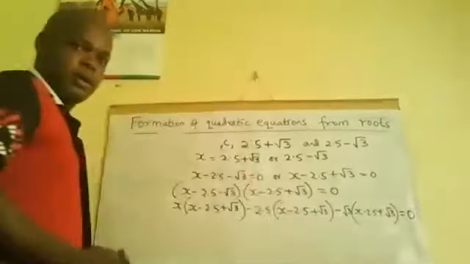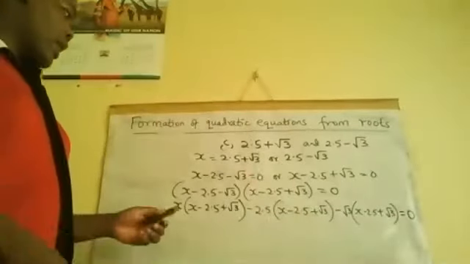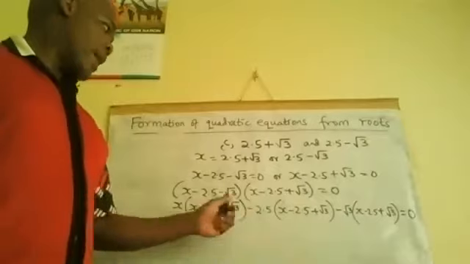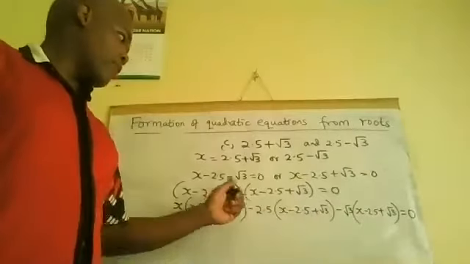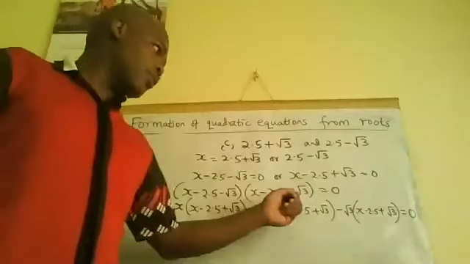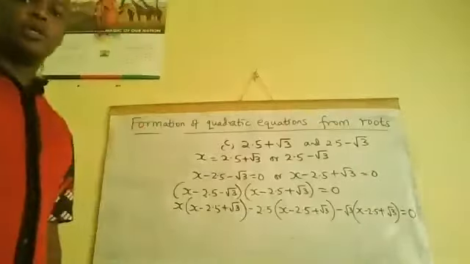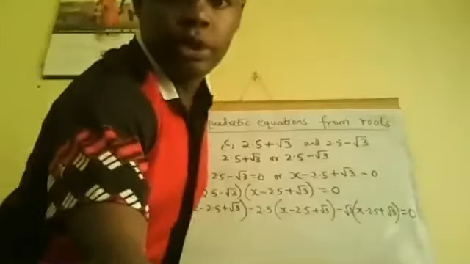So x into this, minus this 2.5 into this, and then minus square root of 3 into this is equal to 0.